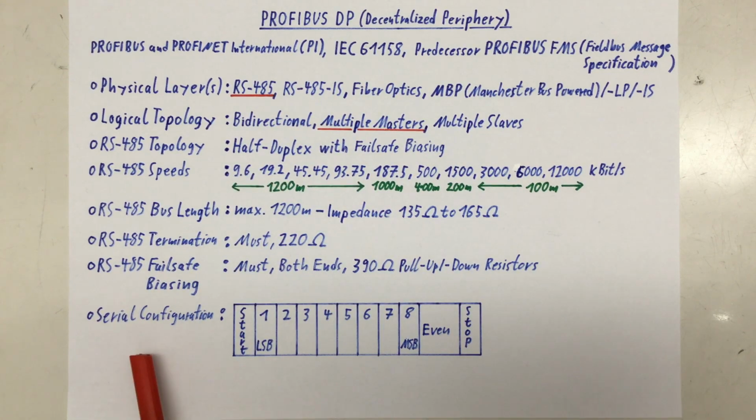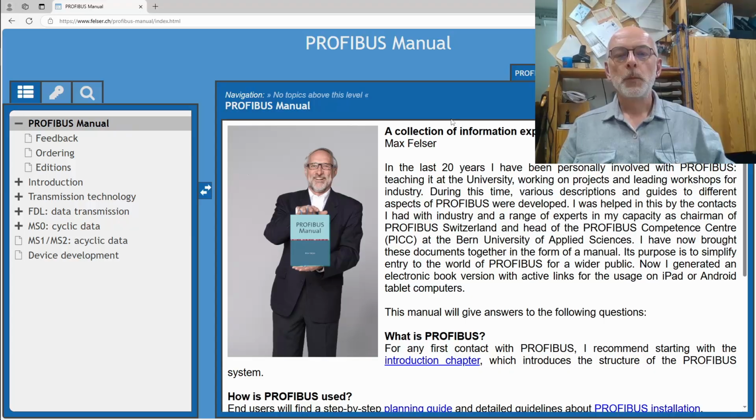There's only one valid serial configuration: a start bit, then 8 data bits, least significant bit first, most significant bit last, even parity, and a stop bit.